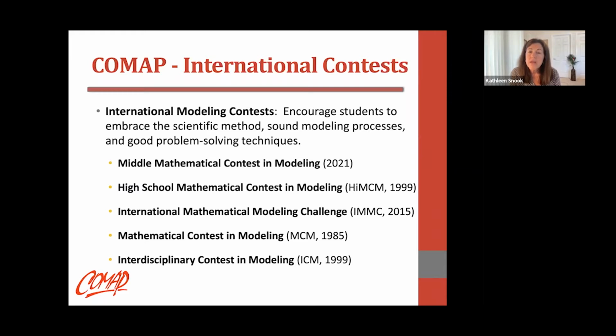As time went on, COMAP added some high school and school level contests, the High School Mathematical Contest in Modeling, and then the International Mathematical Modeling Challenge. And finally, this year, we added the Middle Mathematical Contest in Modeling, a modeling contest for middle school level students, 14 and a half years and younger.